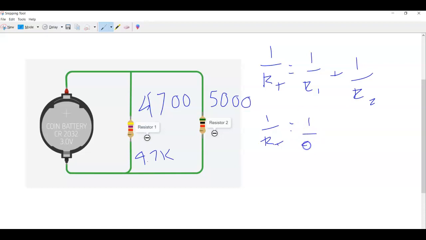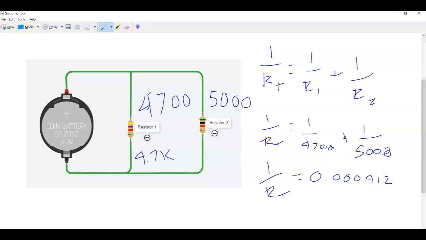We have 1 over 4,700. Don't use metric prefixes when calculating. Plus, sorry about my chicken scratch here, 1 over 5,000. Okay, so when you go to calculate that, we're going to be coming up with 1 over resistance total is equal to 0 point, and it's a super small number, 0.00412, and it continues on from there.